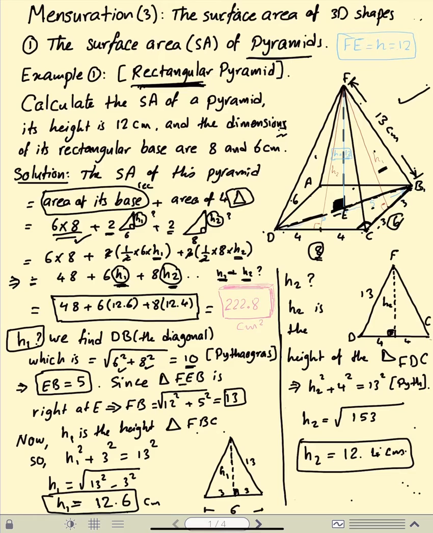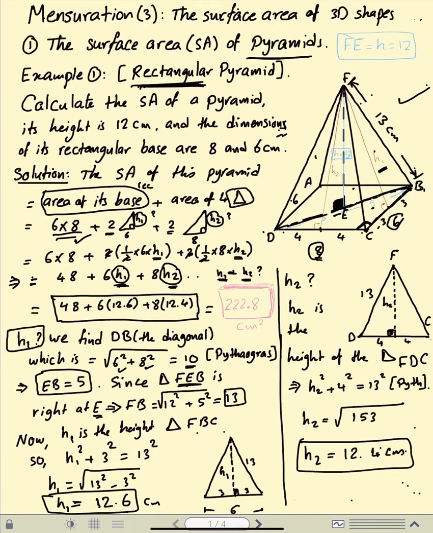Since the triangle FEB is right-angled at E, because the height of the pyramid makes 90 degrees to the base, it's perpendicular to the base. So FEB is a right angle triangle. So FB is the hypotenuse of this triangle, yes?